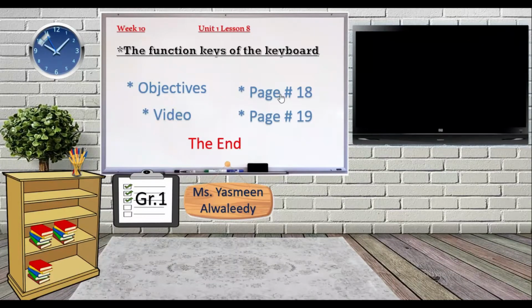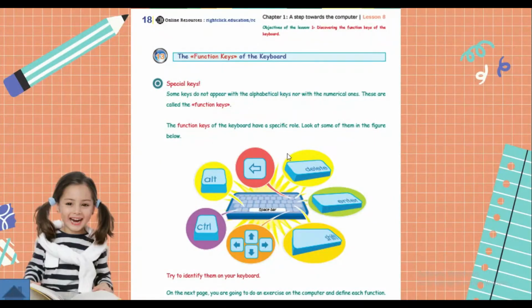We will go to page number 18. Look here, these are the function keys. We have the delete key, enter key, shift key, arrow keys, control key, alt key, and backspace key. Here we have the space bar. It's a very important key, the space bar. All of these keys we will practice, and we will learn what the keys do. And we will use the program WordPad.